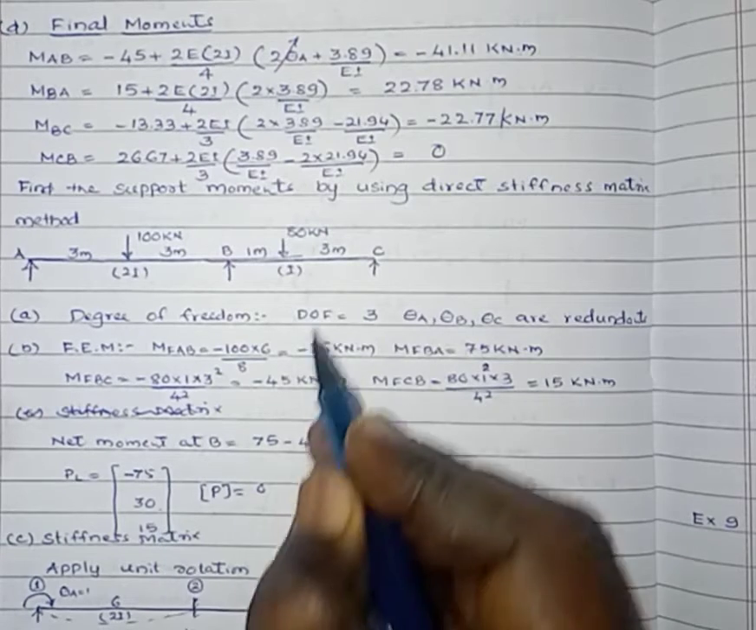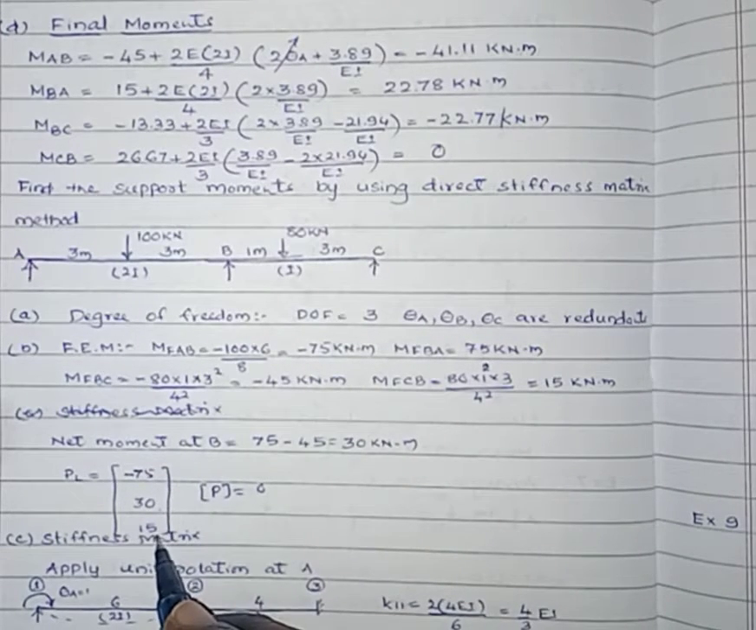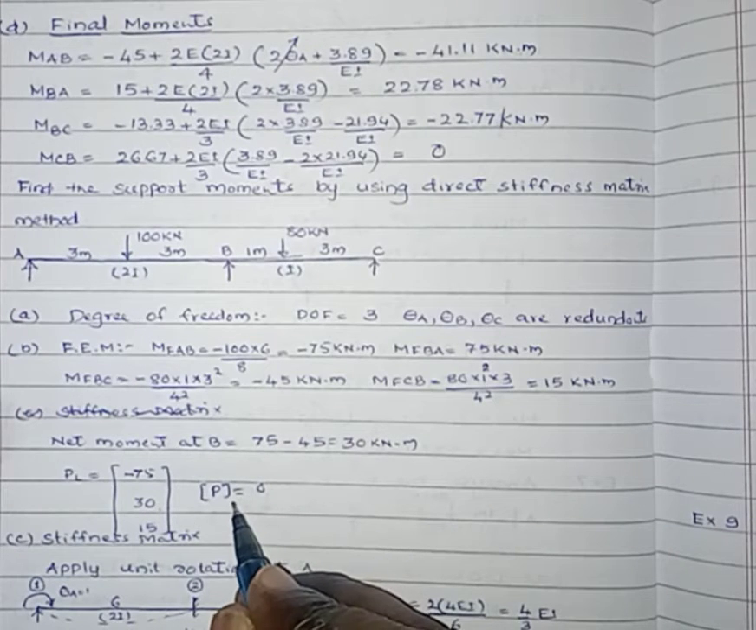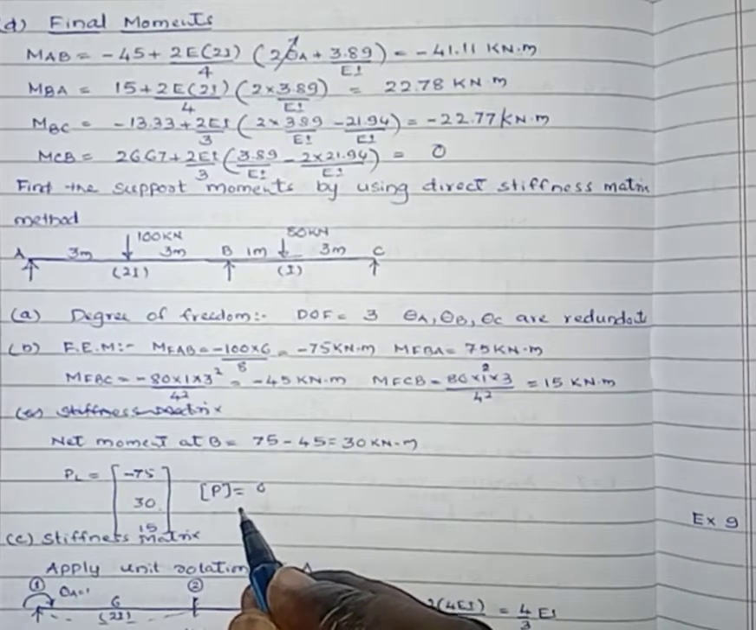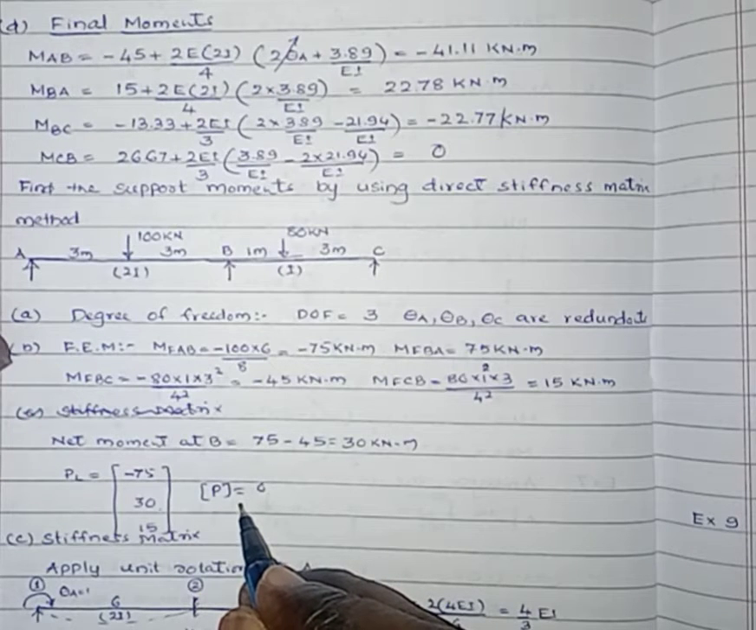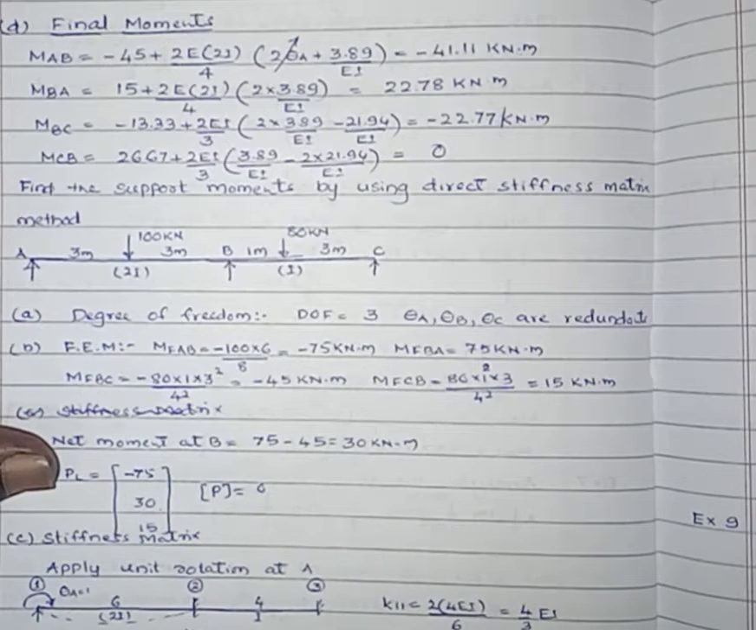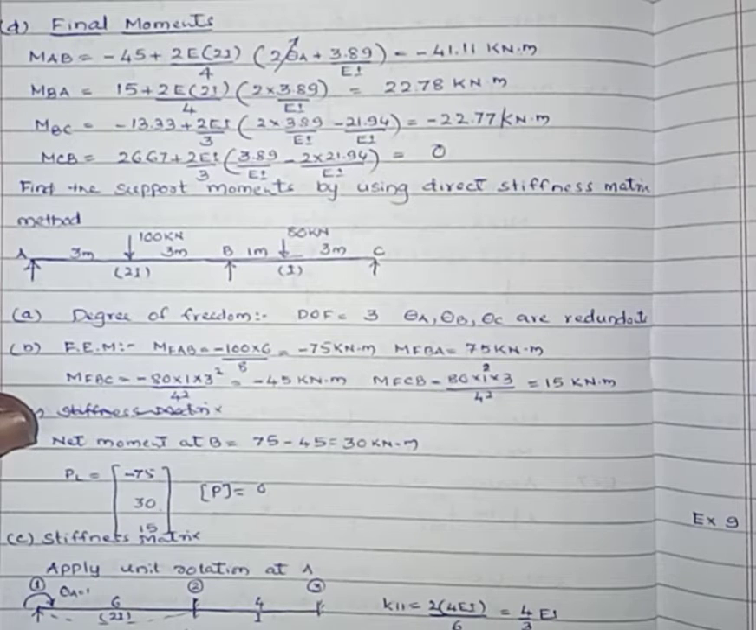At C, only one span is connected. MFCB, just now calculated, is 15. Then the load due to overhangs, if any, either at A or C: there are no overhangs, hence P equals 0. That is the load due to initial loads, if any, so the vector P is 0.